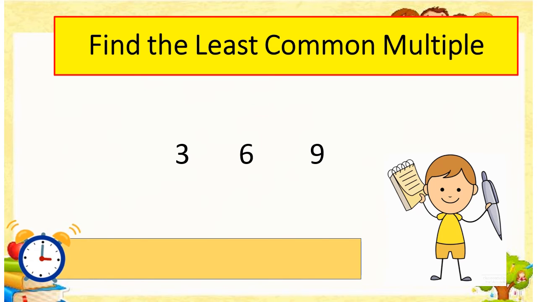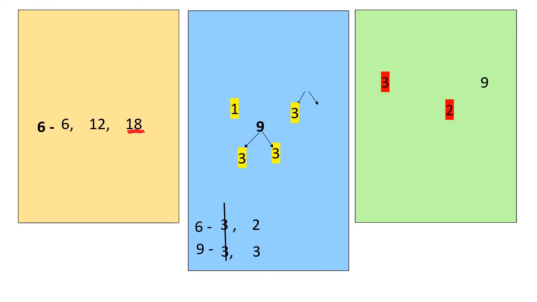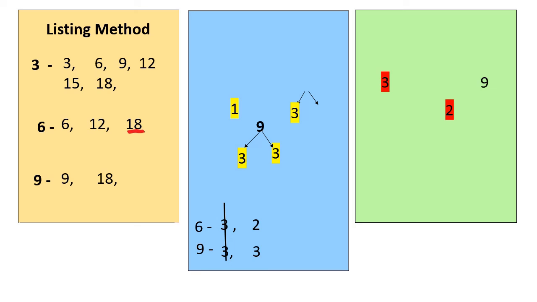So, we have here the listing method. So, we have 3, 6, 9, 12, 15, 18. How about 6? We have 6, 12, 18. How about 9? We have 9 and 18. So, our LCM is 18.